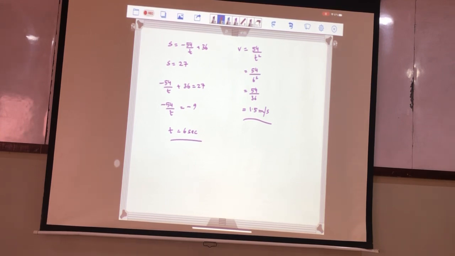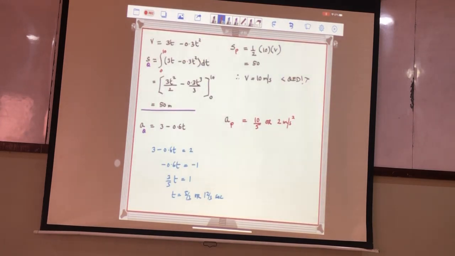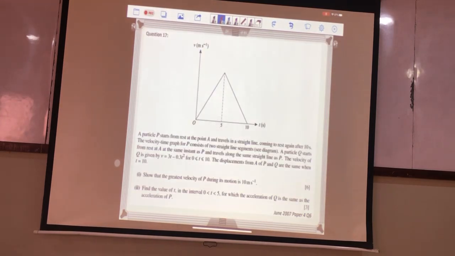They are not asking only for the time, which of course is a necessity. They are asking for the velocity. So plug in the 6 seconds in the velocity equation and you will find the value of v as 1.5 meters per second. So now these two were very important questions that need to be thoroughly explained, even though I've given the solution in the WhatsApp group. Now let's move on. This is another question that needs our attention.